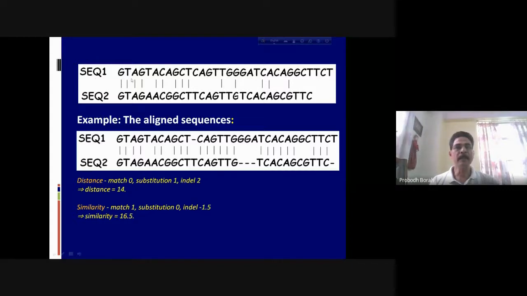So let us represent the matching nucleotides with the help of these perpendicular lines. So suppose there are around 30 nucleotides here. Out of 30 nucleotides, how many nucleotides are matching?